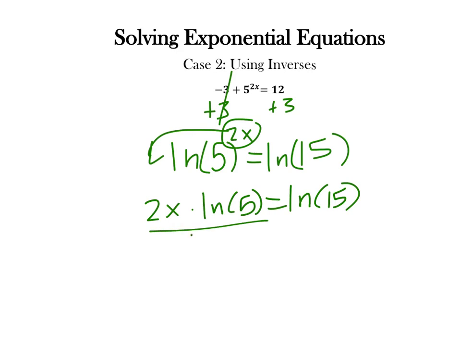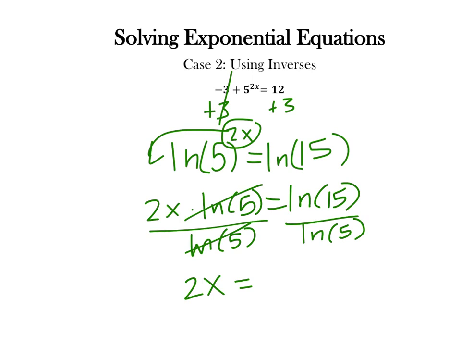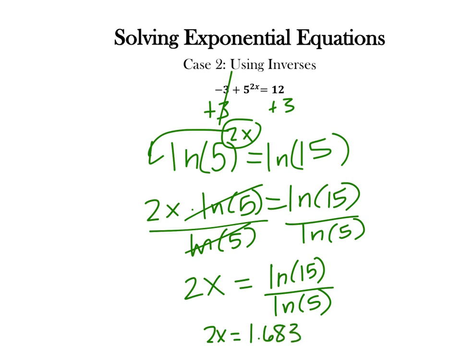I divide both sides by the natural log of 5 because I'm still trying to isolate the variable. I'm left with 2x equals the natural log of 15 divided by the natural log of 5. Now, when you put this in the calculator, you should get 1.683. So 2x equals 1.683.